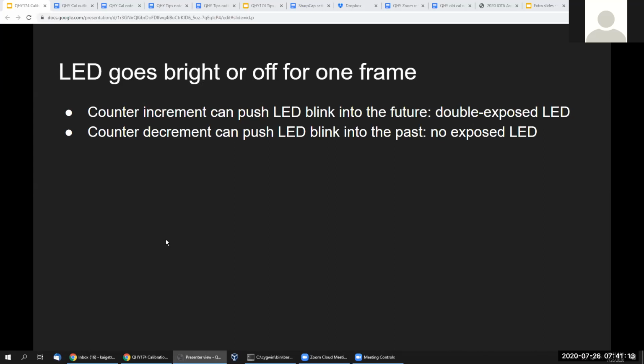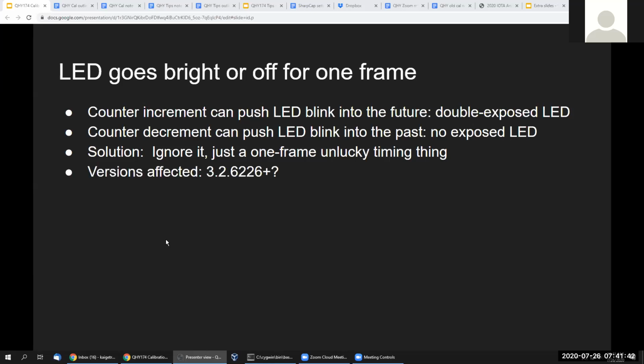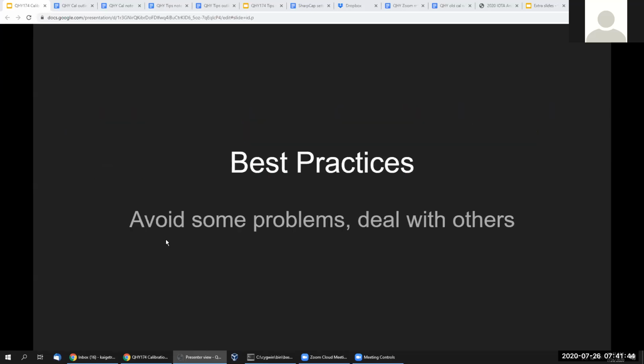Sometimes if we jump, make the LED increment go up, it'll get double exposed because we jump from the past where it's already exposed to the future where it'll be exposed again. And if we go down from the future to the past, we go from the future where it has not been exposed to the past where it can't be exposed, and we don't see the LED. And again, just for one frame, next frame starts all over and sees it. Who cares? Just ignore it. It's just a little idiosyncrasy. But at least I think I understand what's going on. Versions, again, all the latest versions, I think.